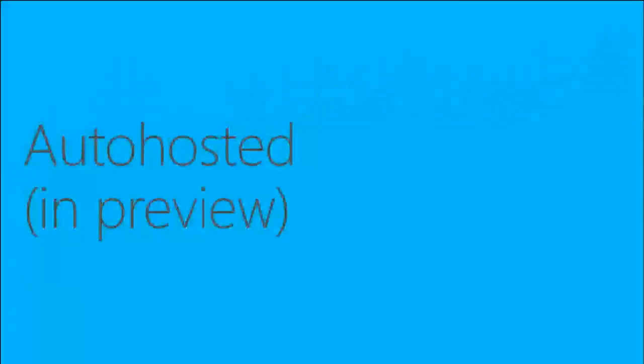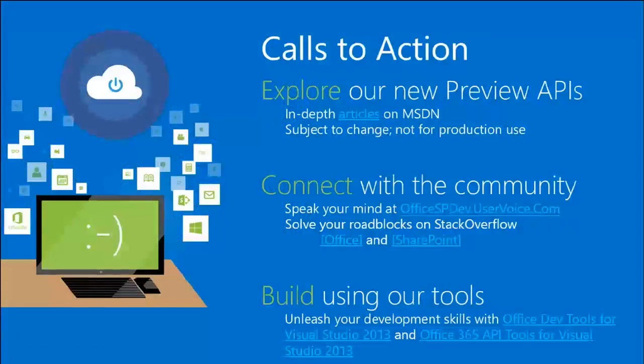Now, this is the part that I'm going to skip, auto-hosted. Let me jump all the way to the third to last, fourth to last slide. This one, again, you've seen millions of times. It's shown on all our developer track presentations. A call to action. Explore the new APIs. Use Yammer and Stack Overflow and UserVoice to connect with us in the community and try out our tools.